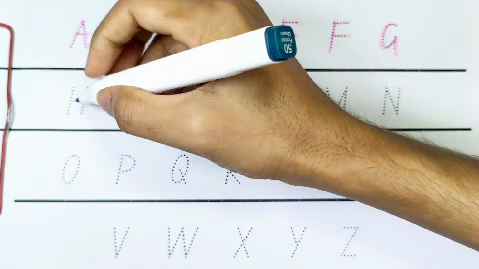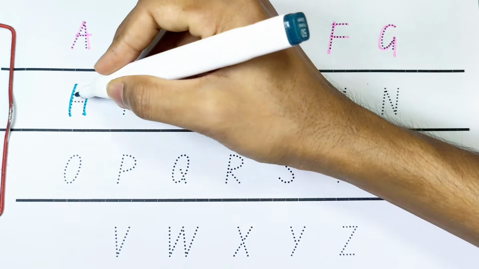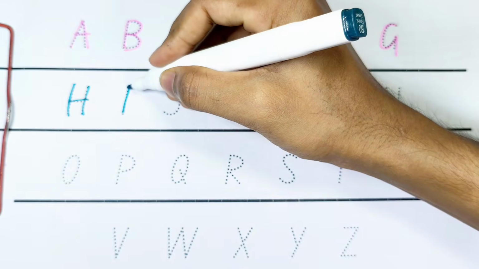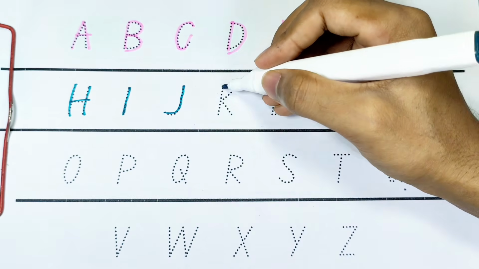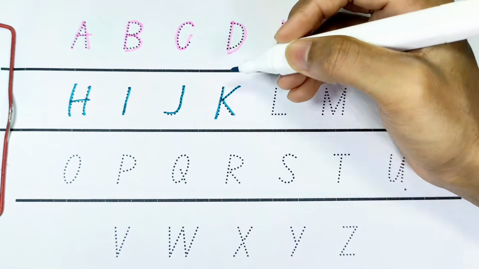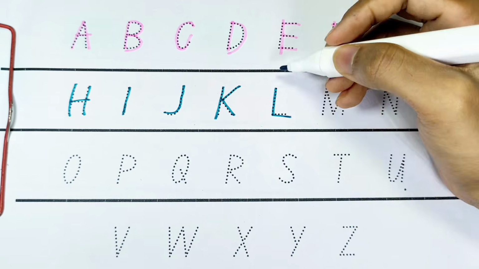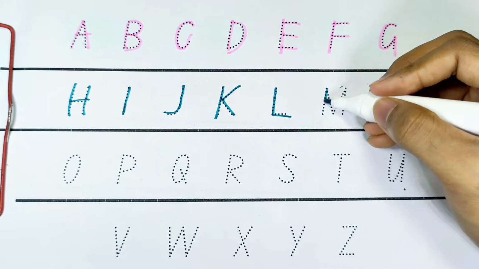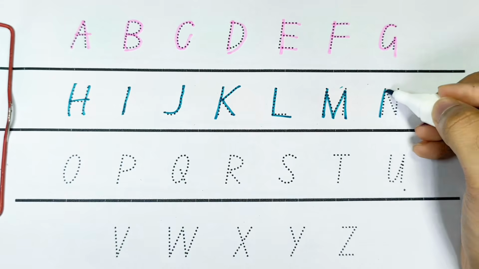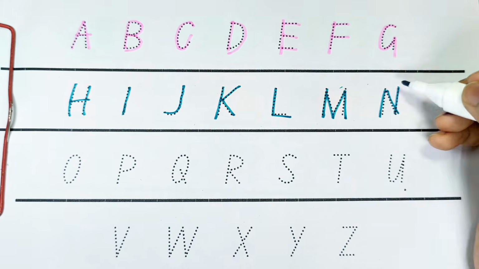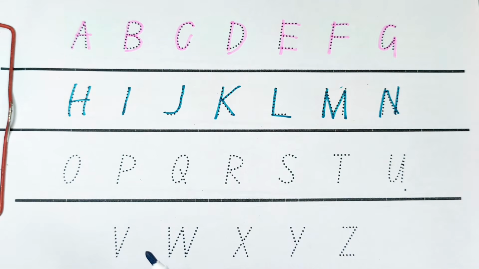Forest green color, H for hand. I for eyes. J for jackfruit. K for kite. L for lemon, L for lion. M for moon, M for mango. N for nose, N for nest. Kids, the next one is O.